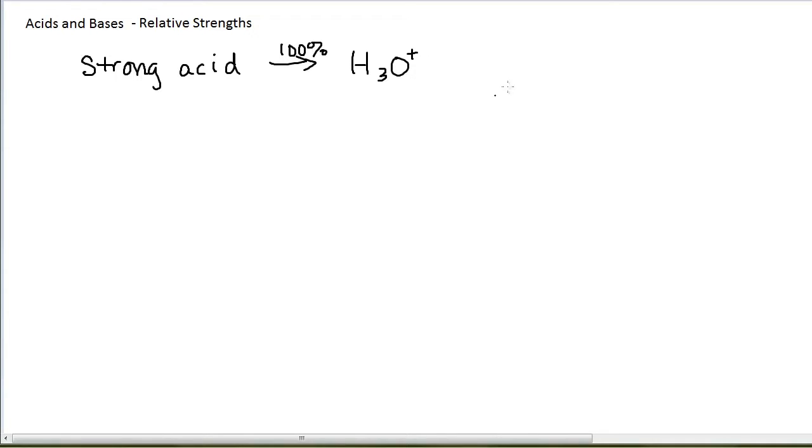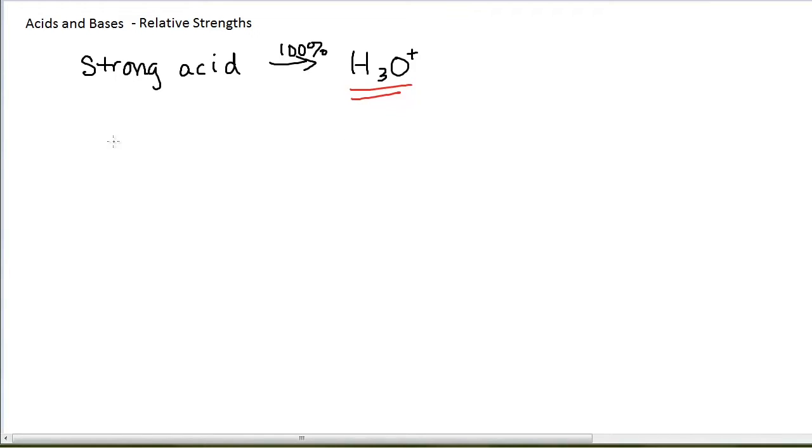There'll also be whatever anion is present based on what formula you have for your strong acid, but the H3O plus is the product when you have a strong acid, and for that reason we consider H3O plus to be the strongest acid possible, because any strong acid is going to essentially revert to H3O pluses in an aqueous solution.